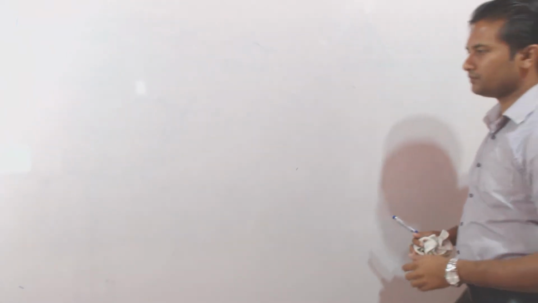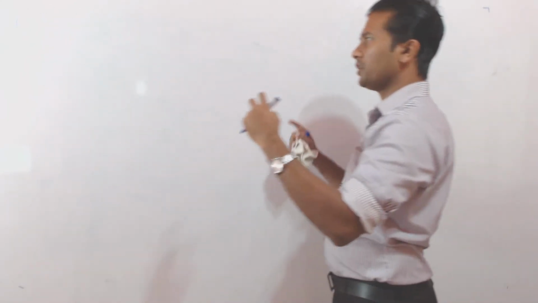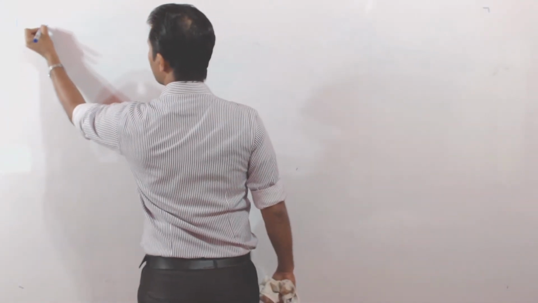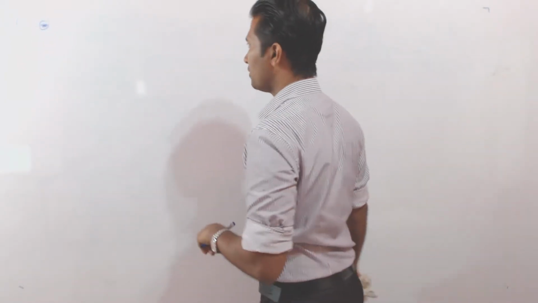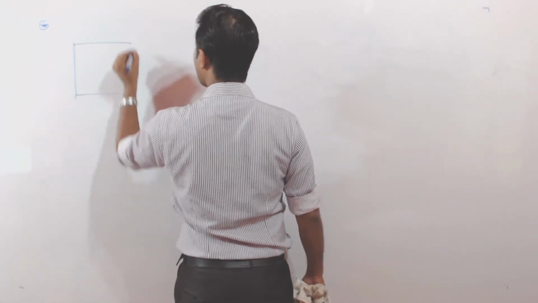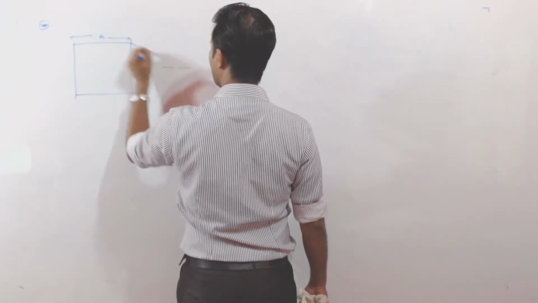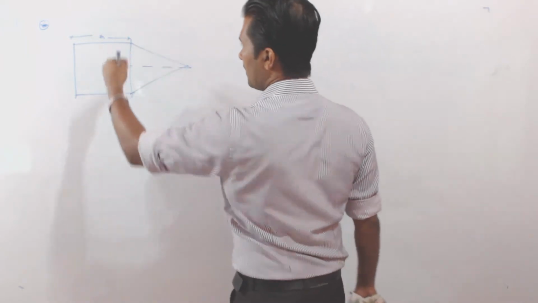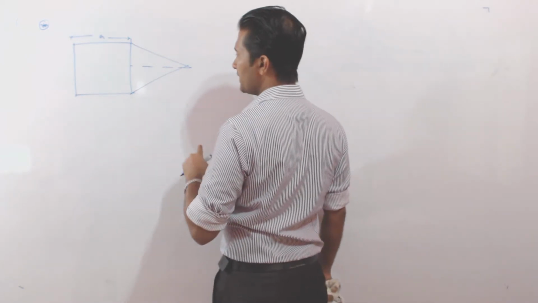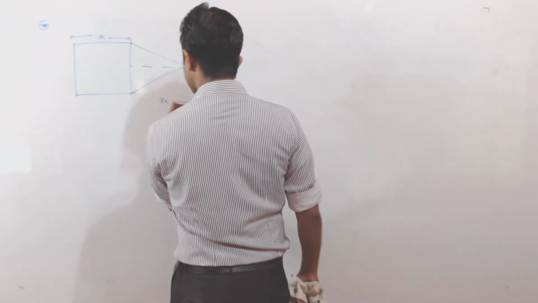Now we can move on to finding the center of gravity of a combination, which consists of two symmetric objects. For example, you are given a square type sheet and a rectangular sheet. So this height is 3a.